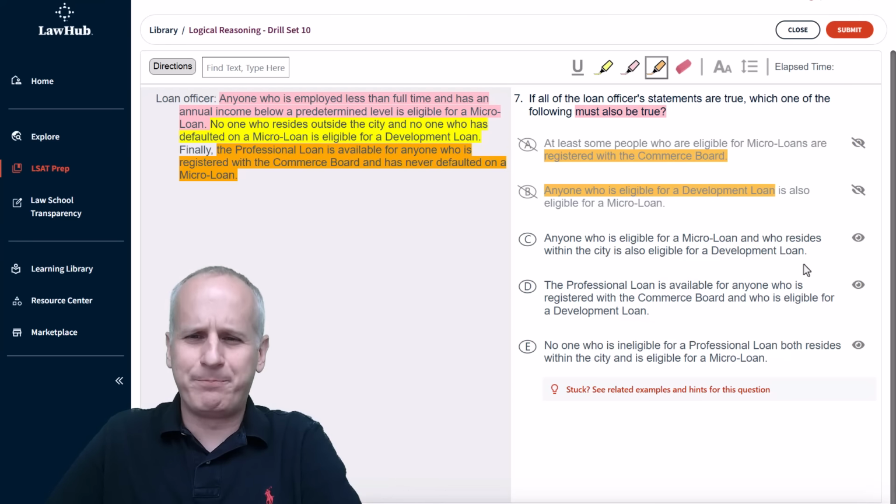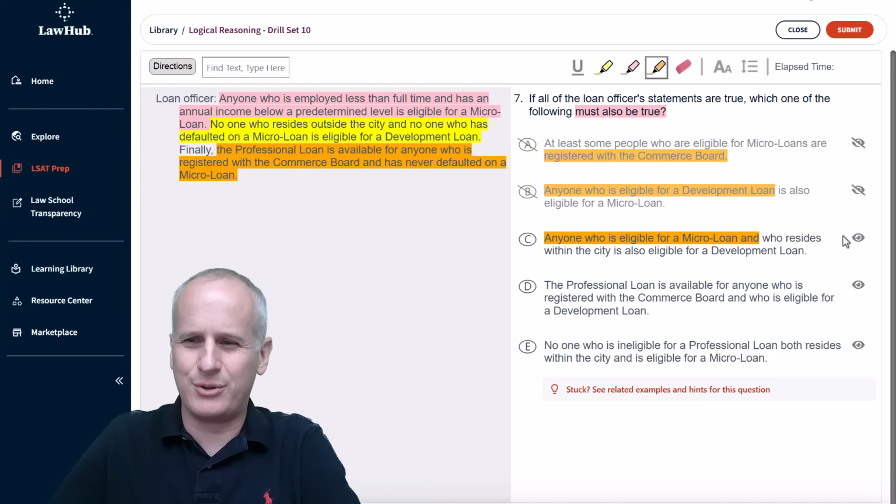So then choice C, anyone who is eligible for a microloan and who resides within the city is also eligible for a development loan. Well, eligible for a microloan doesn't mean that you didn't then default on that microloan. So you could be eligible and then have defaulted later, and you would not be eligible for a development loan because you defaulted on that microloan. So again, choice C you should be able to eliminate just by thinking through a relatively straightforward scenario that would violate choice C.